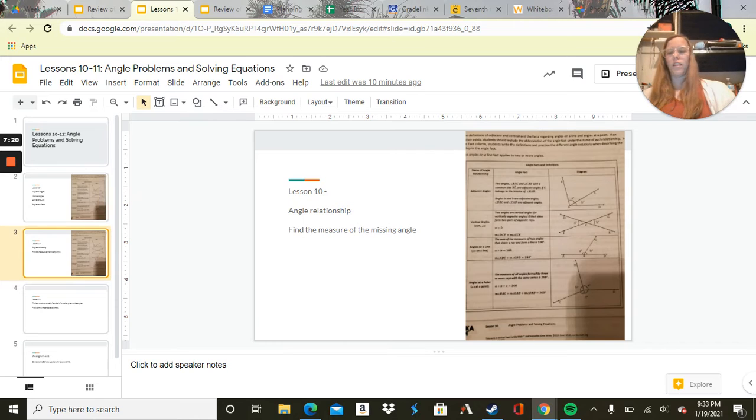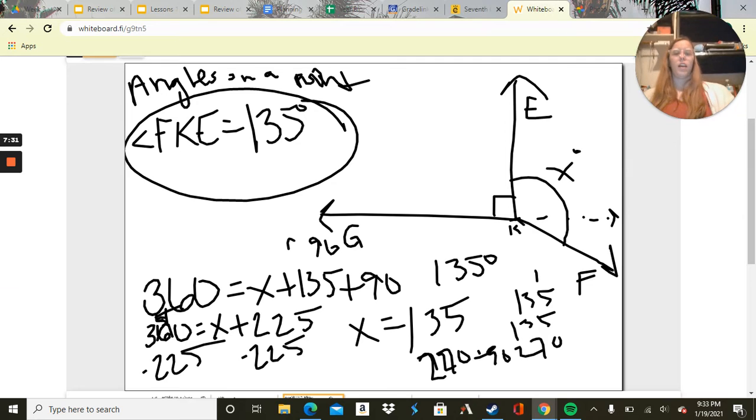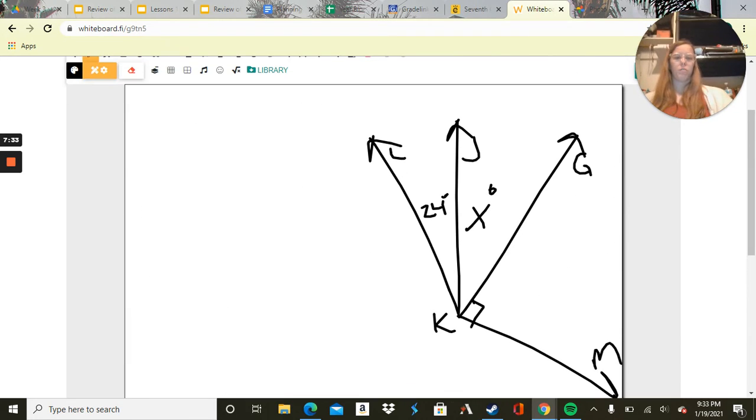Going back to that lesson here. So just a couple more things to look at for lesson 11. Remember, find x or another variable, like y, from the information given on the angles. First, always identify the angle relationship. So a couple more examples. So this one is going to be, just a second, let me double check. Gotta flip through pages.